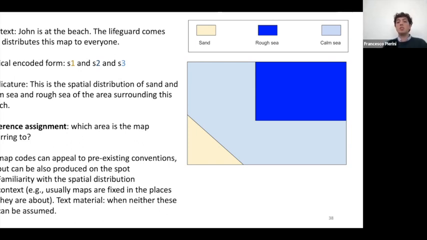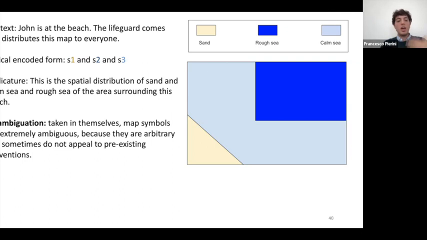Maps can also be produced on the spot. So for instance, if I place some items on a table and I say to you that that's a map, I am using a very unconventional way of representing space. And then I will need to verbalize what this map represents. Another way to infer a reference would be familiarity with the spatial distribution. If you're familiar with the shape of Italy, you would infer that that's a map of Italy.